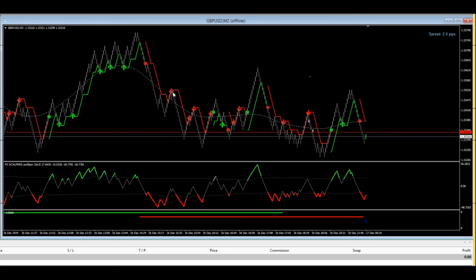If we look at the pound today, we had one great sell entry here, another one here, another sell entry here, and here's another one that we actually took later in the day. So this would have been a nice sell entry as well.